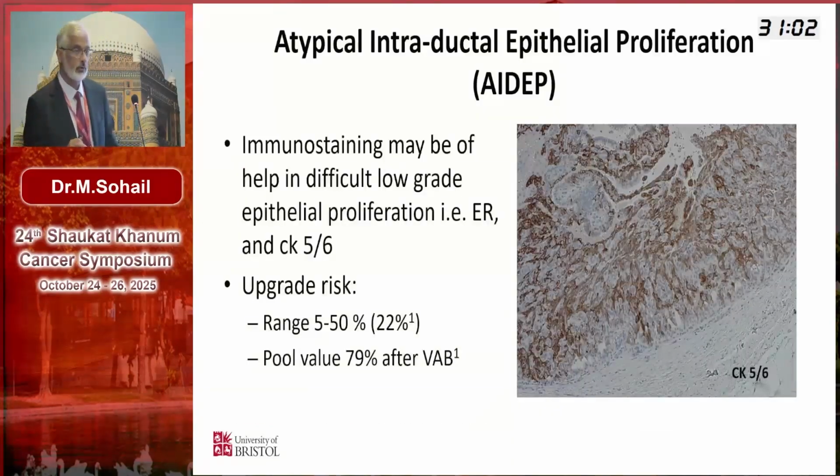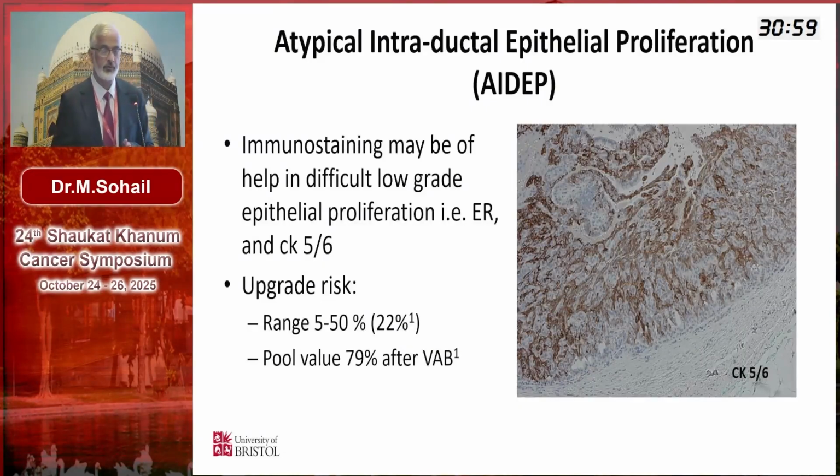And if you have any doubts, obviously nowadays CK56 and ER immunostaining helps. In neoplastic proliferation, in contrast to UDH, whether this is AIDEP or DCIS, there is uniform strong positivity for estrogen receptor and uniform negativity for CK56. Here you can see there's a mosaic pattern, and this is what you see in usual type ductal epithelial hyperplasia.